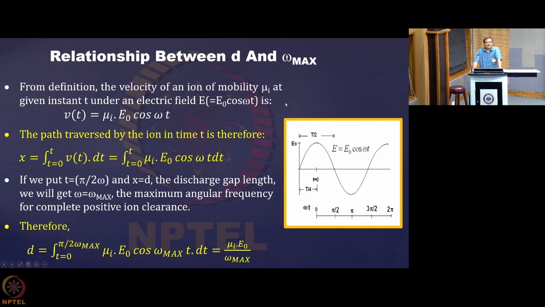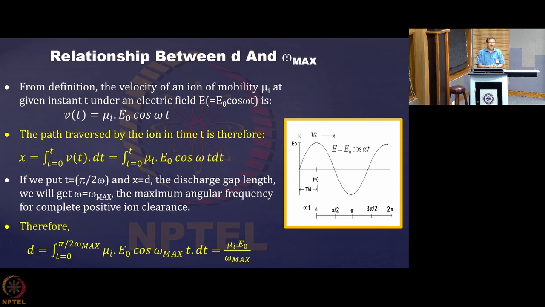Okay. So, you know that mobility, what is that? Velocity per unit field strength. Okay. Now, what is the field strength? E0 cos omega t. So, what is the velocity then? You just multiply mobility with that electric field and you get the velocity. Okay. Now, what is the path an electron travels or an ion travels?